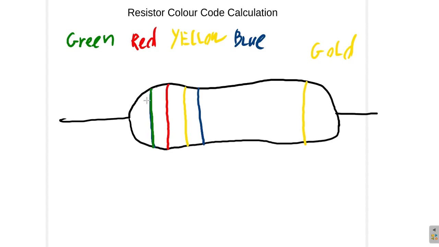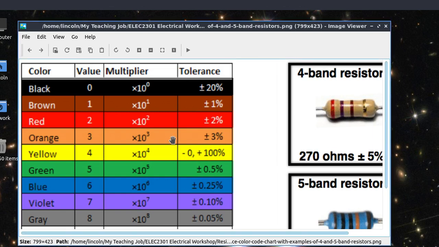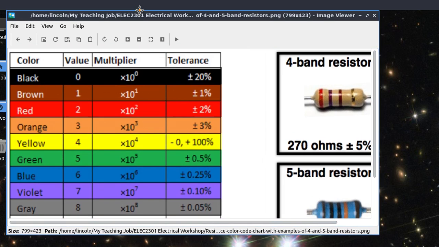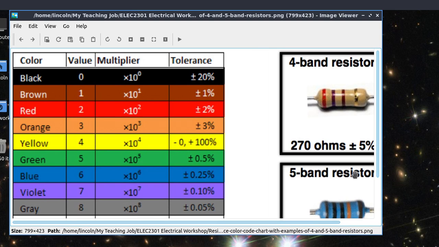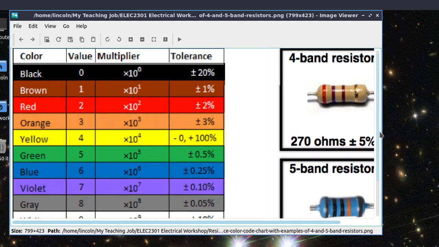We want to calculate the resistance of this resistor given the color coding that we have here. Now, this is somewhat exaggerated, but let's look at another image. This is an image of the color code of a resistor.